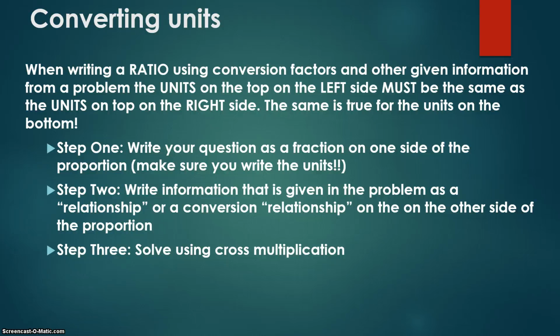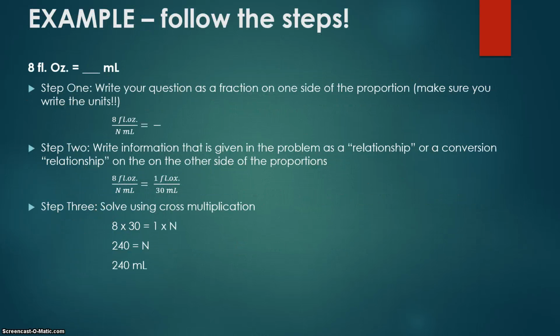So when writing a ratio using conversion factors and other given information from a problem, the units on the top on the left side must be the same as the units on the top on the right side. The same is true for the units on the bottom. So step 1, you write your question as a fraction on one side of the proportion. Make sure to write the units. Step 2, you write information that is given in the problem as a conversion relationship on the other side of the proportion. Step 3, solve using cross multiplication.